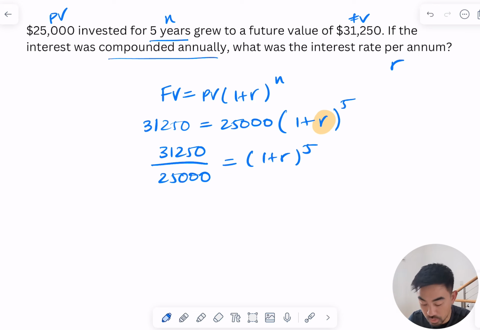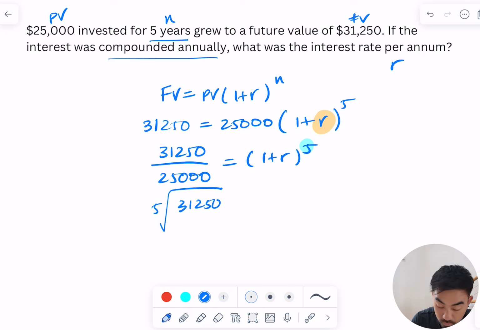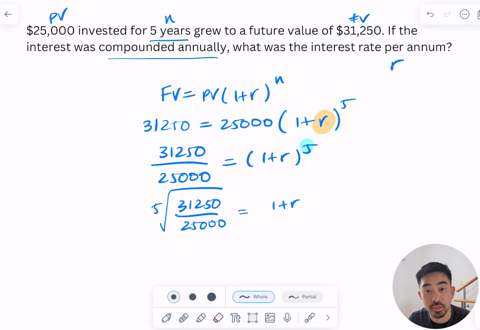All right, cool. The next bit is I need to get rid of this 5. Maybe use a different color here. I do so by taking the 5th root. It's kind of like the square root when you undo a square. I do this little symbol to get rid of that 5, and all I'm left with here is 1 plus r. And I can get rid of the brackets here.